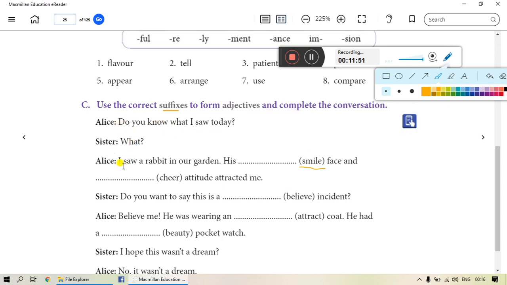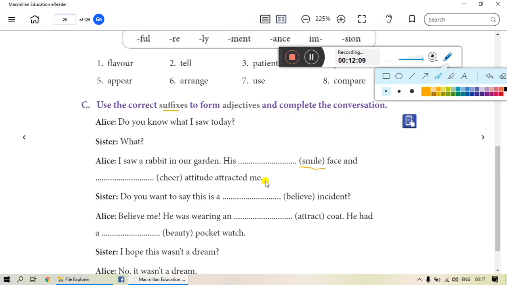Sister, what? I saw a rabbit in a garden. His smiling face and cheerful attitude attracted me. You will add ings.